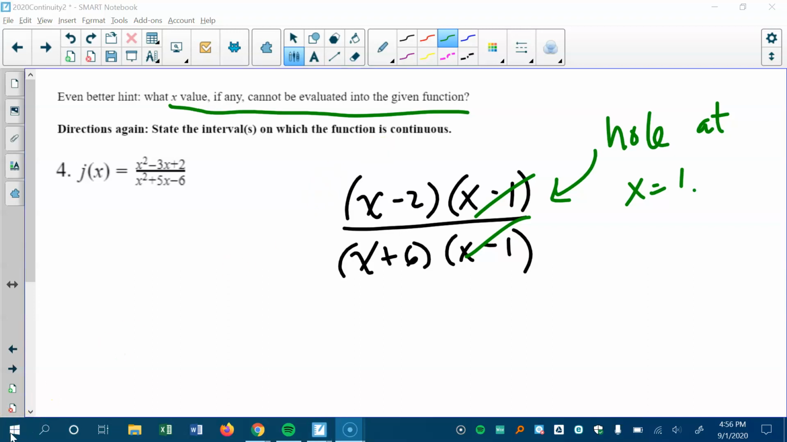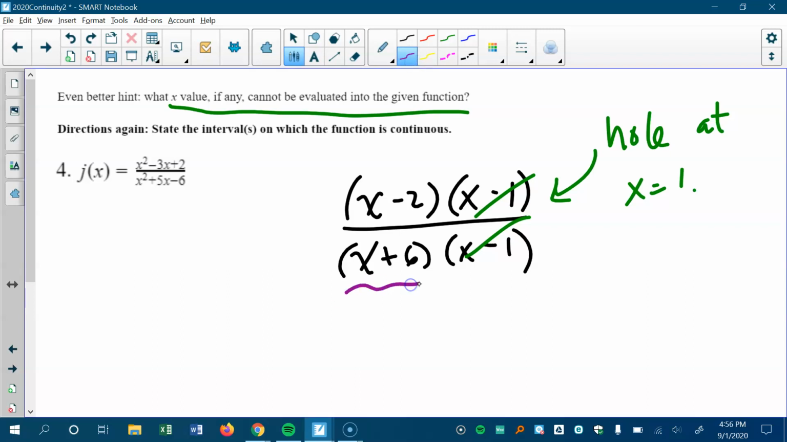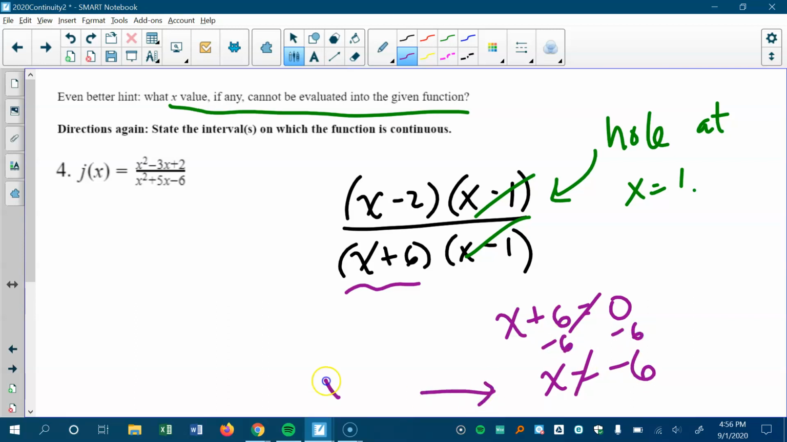And now what we're going to get, so we have a hole at x equals 1, which means that we cannot evaluate 1 into the given function. The second thing is I'm looking at this part right here, and this part is a huge culprit because x plus 6 cannot equal 0, or else we have 0 in the denominator, which means that x cannot equal -6 when I subtract 6 on both sides. So now we have a vertical asymptote at x equals -6, and we have a hole at x equals 1.